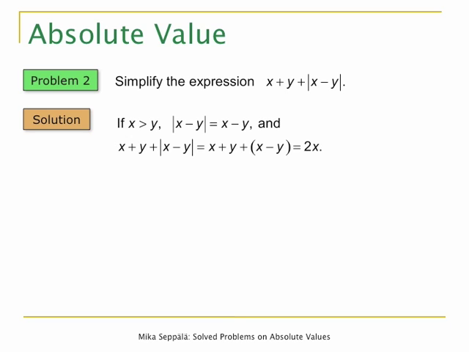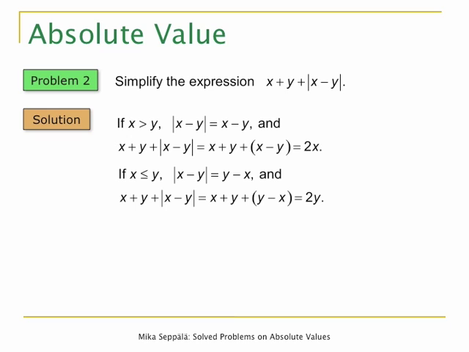If x is greater than y, then x minus y is positive, and the absolute value of x minus y is x minus y. Therefore, if x is greater than y, the expression x plus y plus the absolute value of x minus y is x plus y plus x minus y, and now y cancels out, so this is 2x. Similarly, if x is less or equal to y, then the absolute value of x minus y is y minus x.